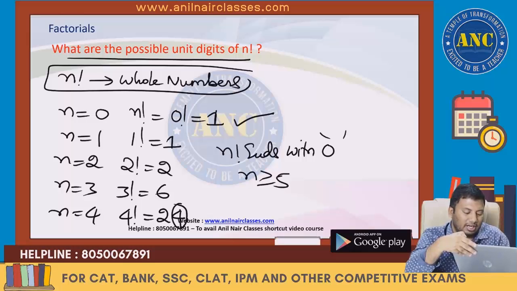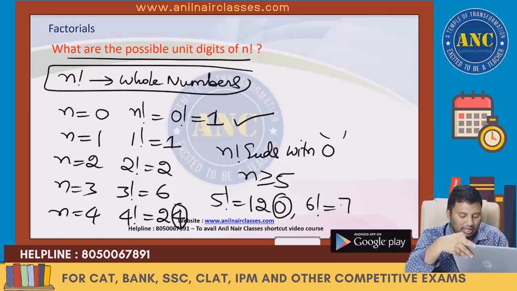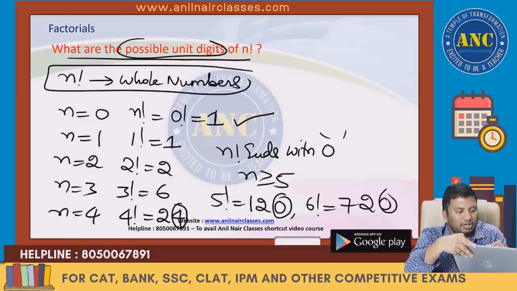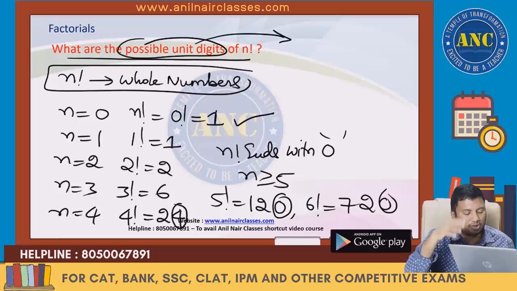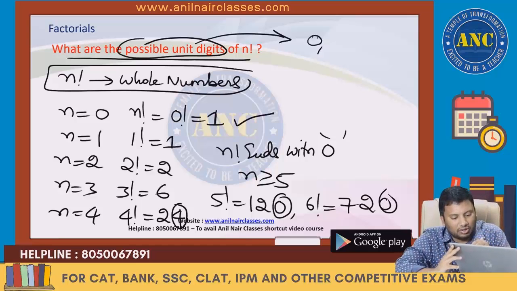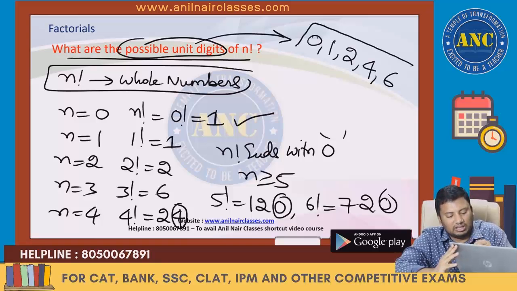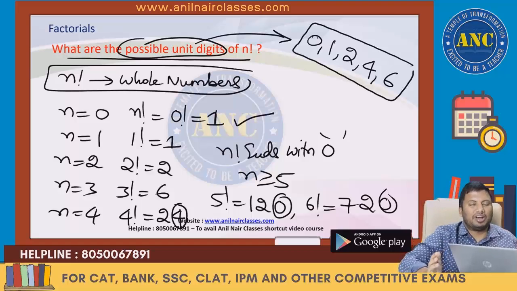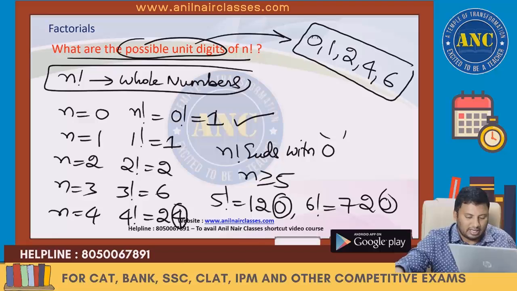For n greater than or equal to 5, n factorial ends with 0. 5 factorial is 120, ending with 0. 6 factorial is 720, ending with 0. What are the possible unit digits? All the possible unit digits of n factorial are 0, 1, 2, 4 and 6. Only these unit digits will come for factorial numbers.